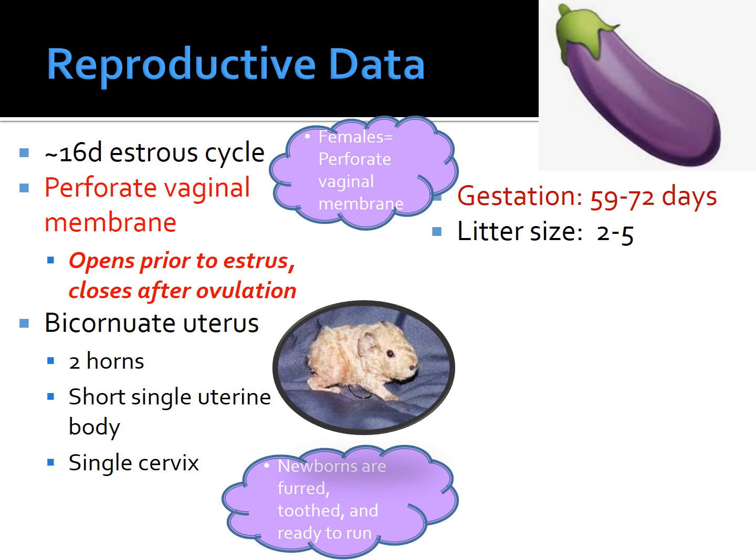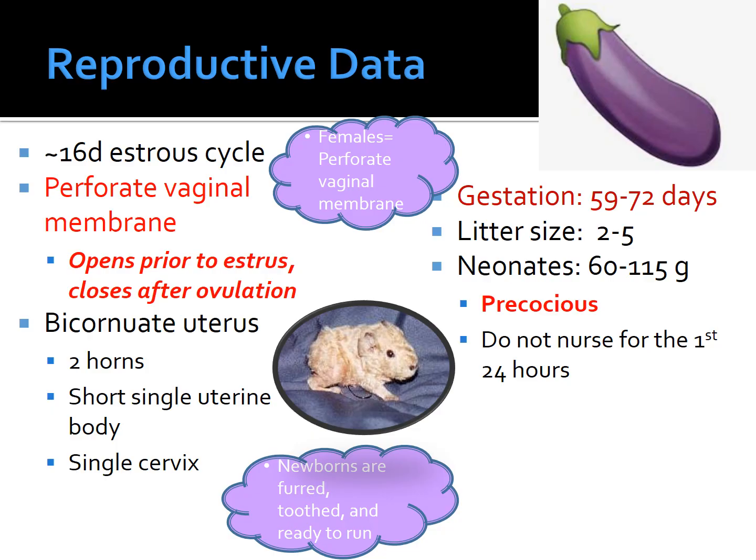Their gestation, longer than your other rodents, is 59 to 72 days, and they have anywhere from 2 to 5 in the litter. I did have a guinea pig have 13. It was horrifying. Neonates weigh about 60 to 115 grams, and these animals are precocious. That means they are fully furred, toothed, and ready to run around the cage as soon as they dry off. Also, like rabbits, they do not nurse for the first 24 hours. So if mama has to have a C-section or something, you've got some time before they need to be nursing.